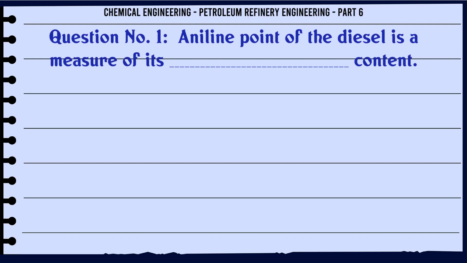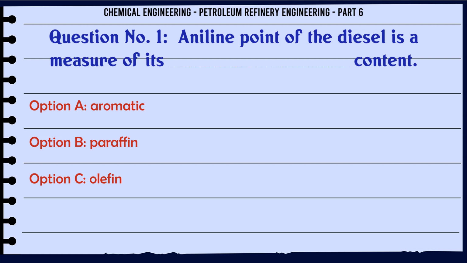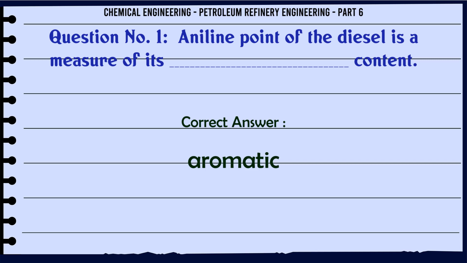Aniline point of the diesel is a measure of its content. A. Aromatic. B. Paraffin. C. Olefin. D. Naphthene. The correct answer is aromatic.